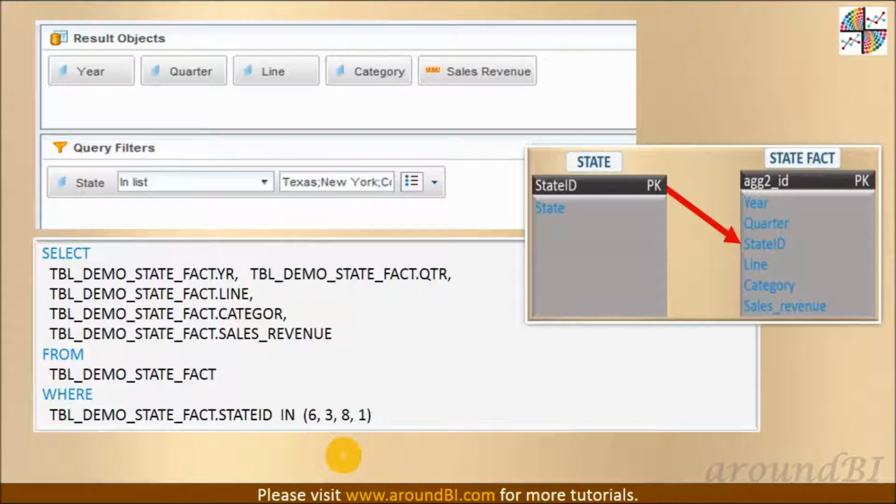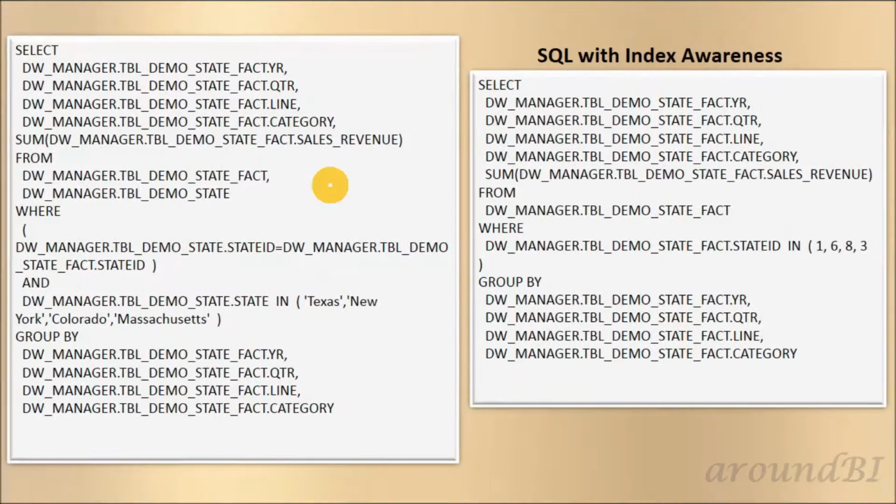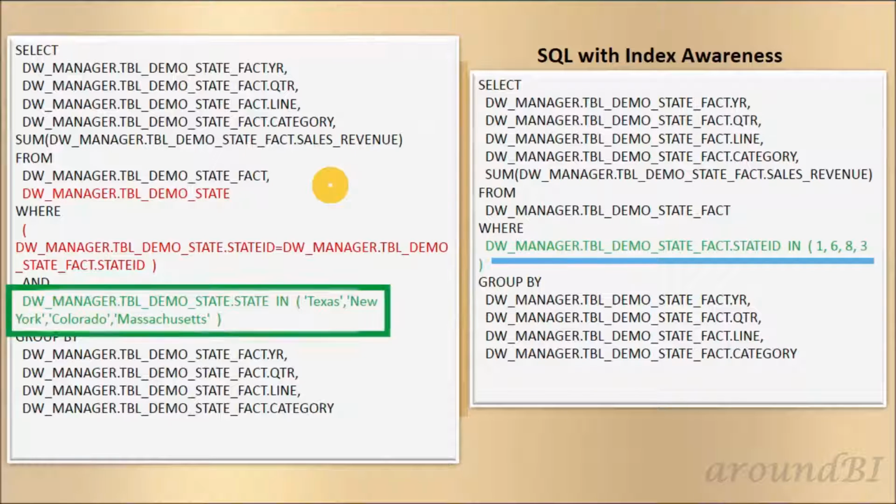But in web intelligence, for my customers, the concept of using a foreign key is not meaningful. They know objects that relate to business. They will use the state object and fill known values as state in Texas or California, not state ID equal to 3 or 6 or 9. Here comes the advantage of using the index awareness feature.